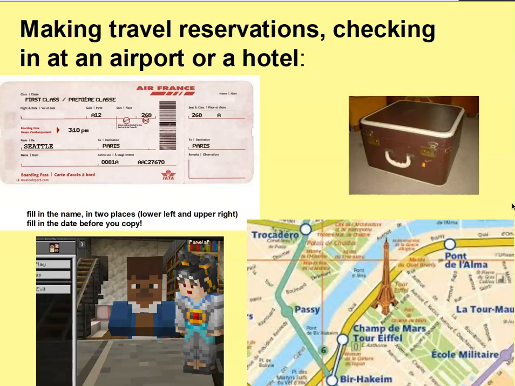All right, so last time we talked about food. This time we're going to talk about making travel reservations, checking into an airport or a hotel. You can decide who's going to work the counter and who's going to be the tourists. Make fake tickets. You really want your students buying into this. Bring in some old luggage and stuff it with all the ugly clothes that you've been saving for skits. Print itineraries, print maps.